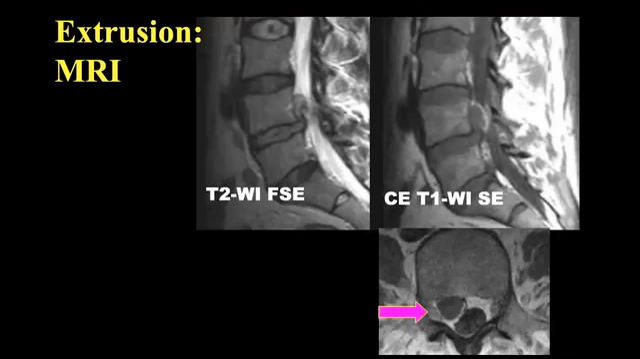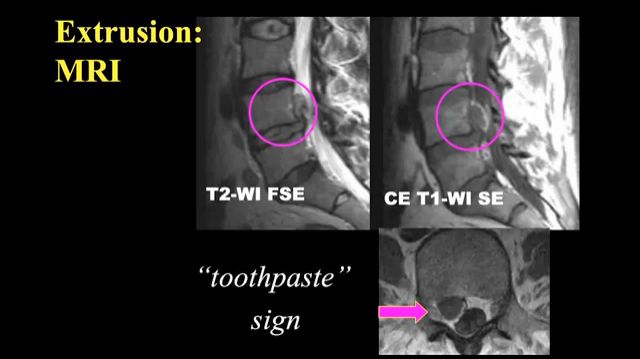So sometimes the disc material can be a sizable amount that's extruded into the canal. This has been likened to stepping on a tube of toothpaste, and so is known as the toothpaste sign. But what this actually represents is not only disc material, but the inflammatory reaction that it's set up, and also sometimes a component of hemorrhage. There are some veins around that area, the epidural veins, that can sometimes rupture.